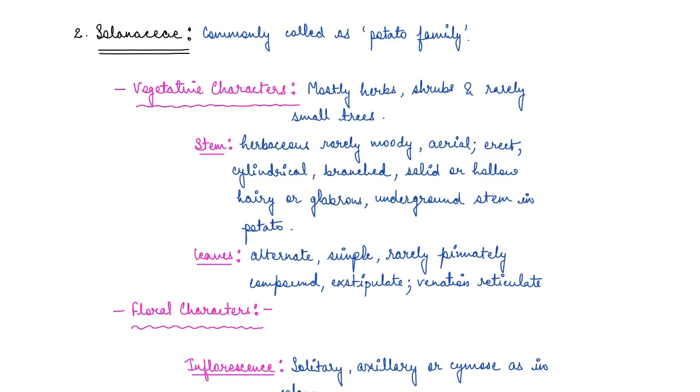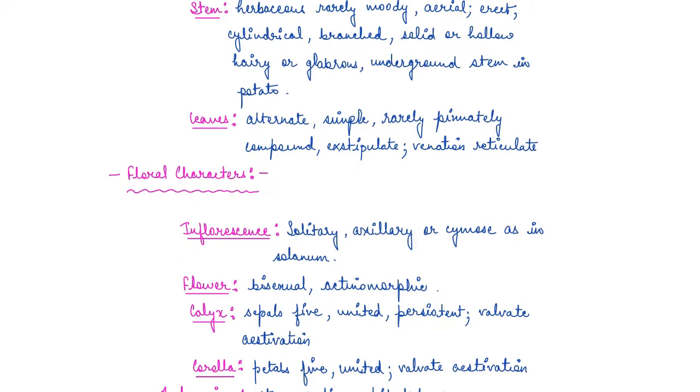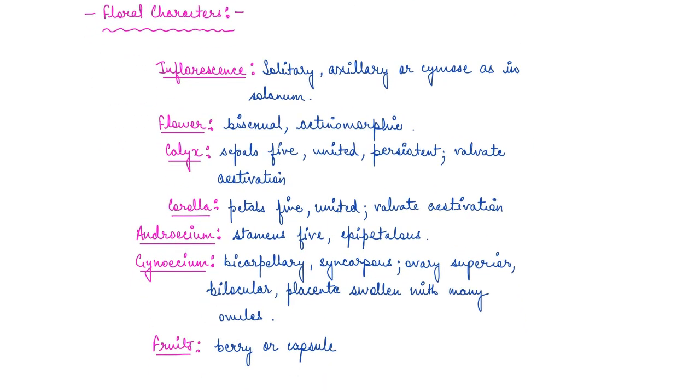Now the leaves are alternate but simple. They are very rarely pinnately compound, right? And the venation is reticulate again, right? Now let's go to the floral characters. The inflorescence here is solitary, axillary, or cymose, right? So this is the case of Solanum, as in potato.